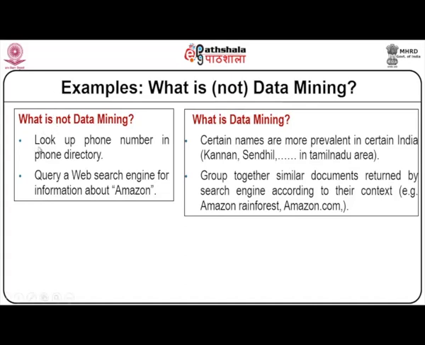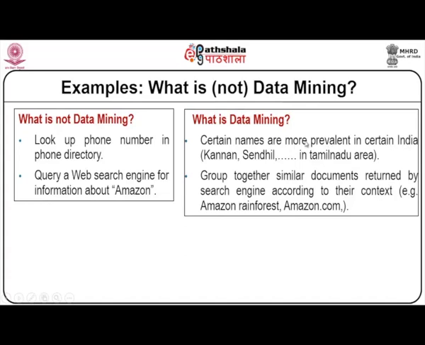Say for example, looking up a phone number in the phone directory, or querying a web search engine for information about Amazon. These are not typically data mining, whereas with data mining we can find, for example, that certain names are more prevalent in certain countries.